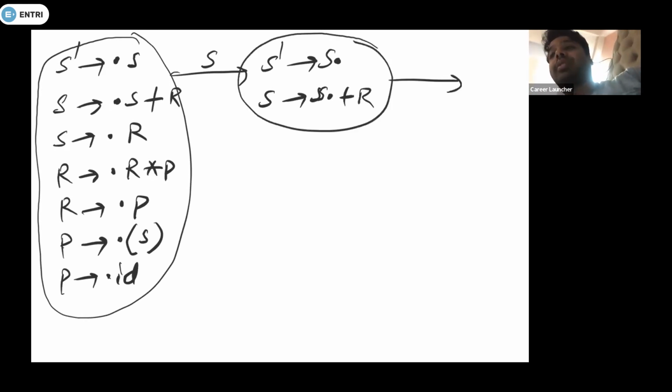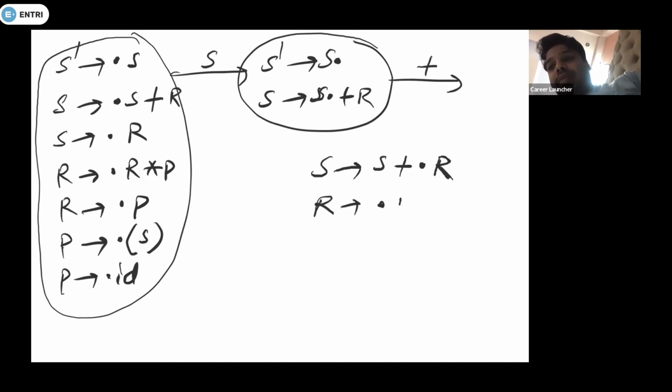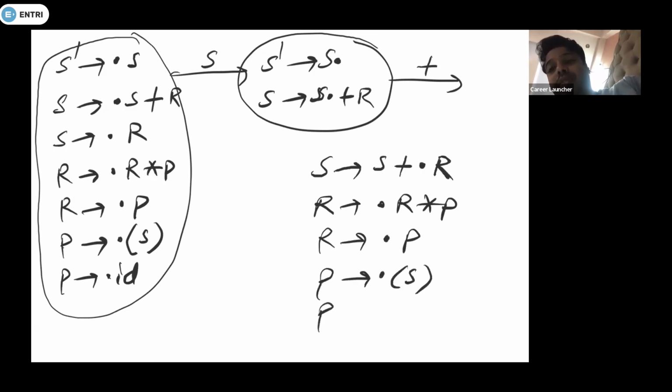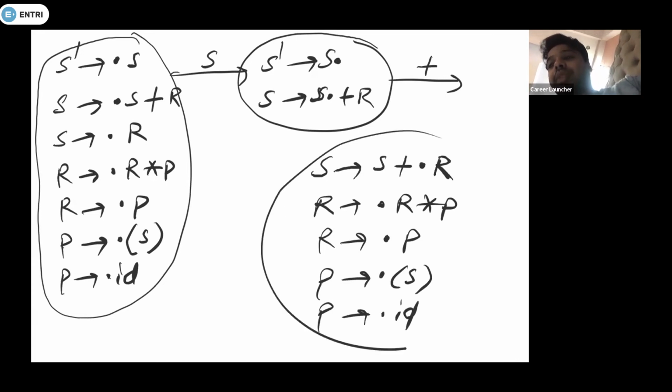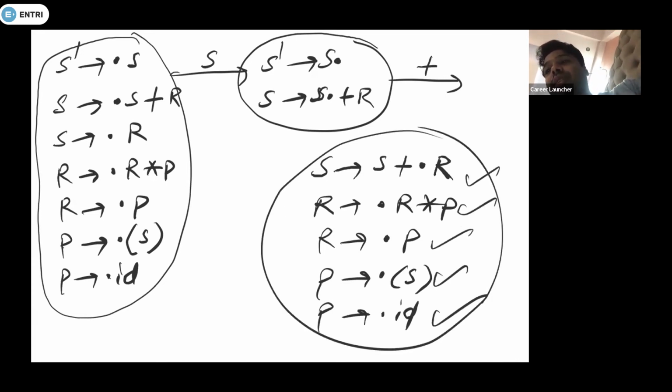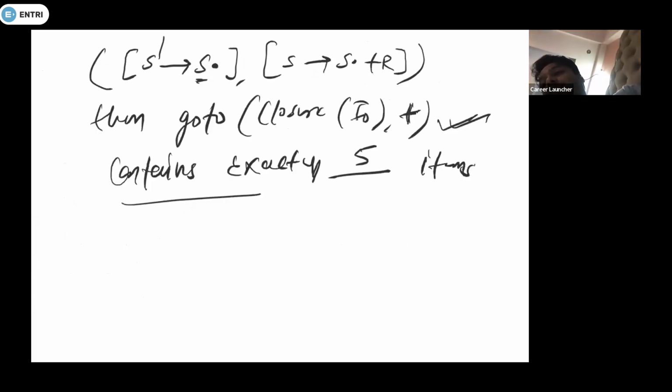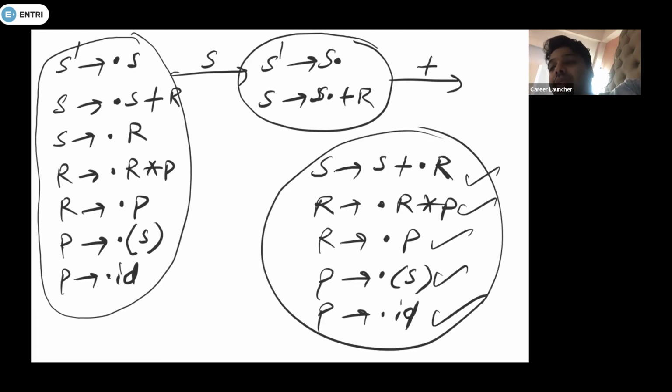On plus, what we get is S to S plus dot R. After the dot there is a variable, so add all productions of R: R to dot R star P, R to dot P, P to dot open bracket S closing bracket, and P to dot id. So how many items are there? 1, 2, 3, 4, 5. So what is the answer here? 5 items are there. Exactly 5 items. So this is a fill in the blank problem.